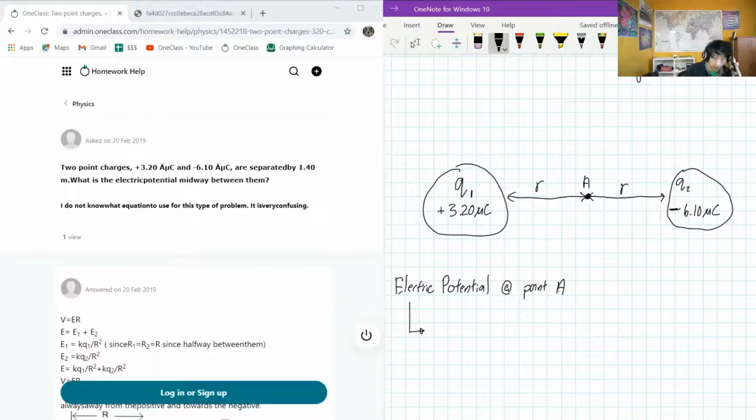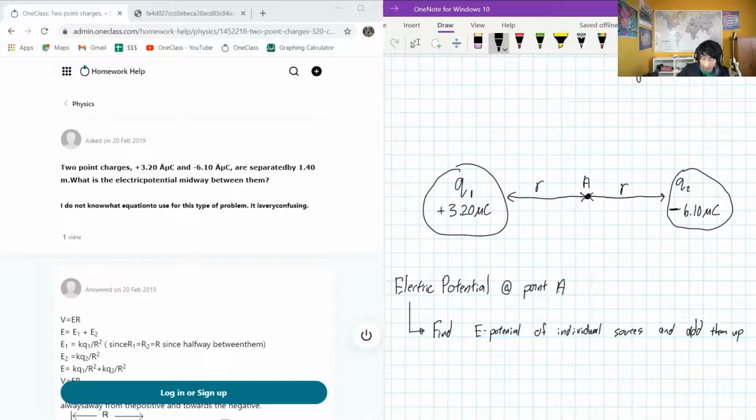So essentially, the procedure that we want to follow here is we want to find the electric potential as caused by each one of those charges individually and then add them up. So find the electric potential of individual sources and add them up. Okay, that should be the way to go.